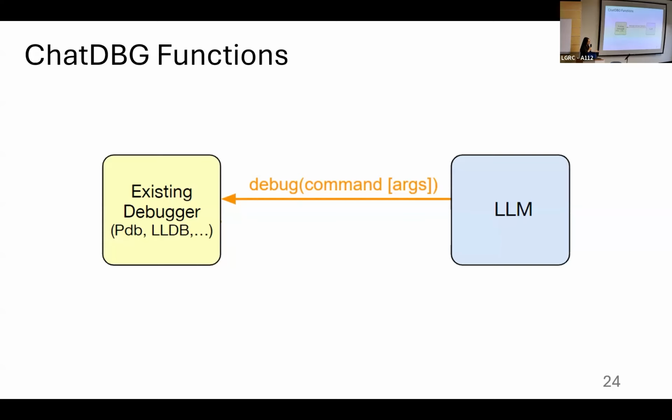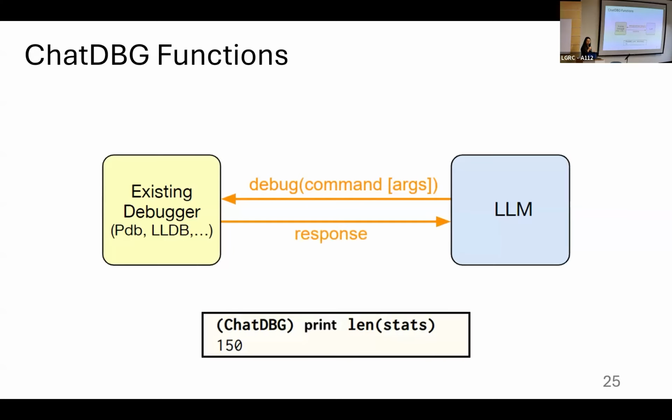And so the primary function that ChatDBG uses is this function that we call debug. The LLM calls the debug function whenever it wants to execute a specific GDB or PDB command. It gives it the name of the command as well as any arguments that the command might expect. ChatDBG will then go off and execute the command in the debugger. It will collect the response, and then it will feed that back to the LLM. So, for example, if the LLM wants to print the value of some expression, it might run debug print, or it might try to navigate stack frames using debug up, debug down.